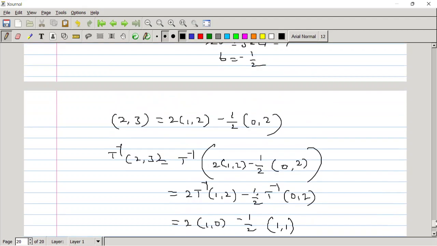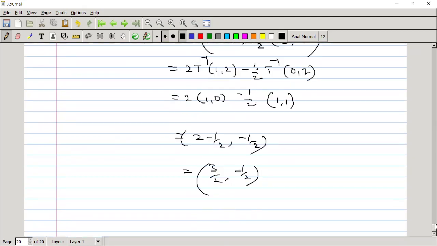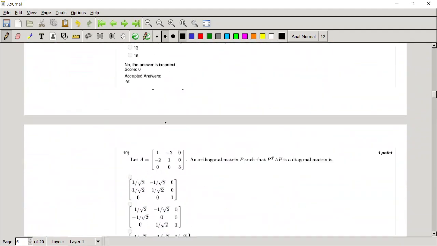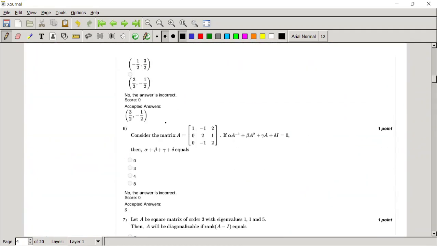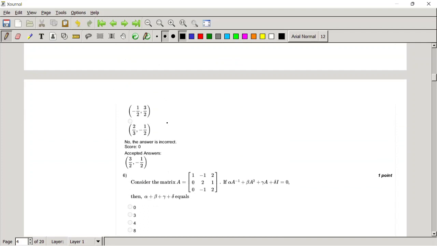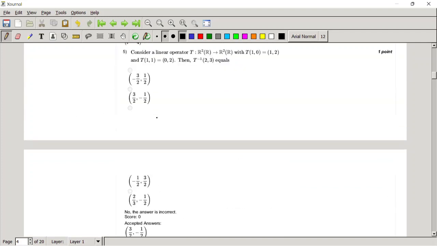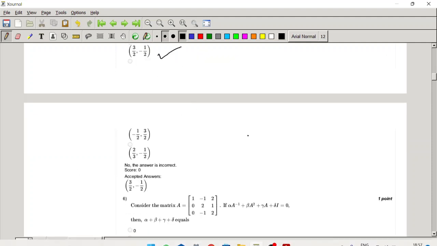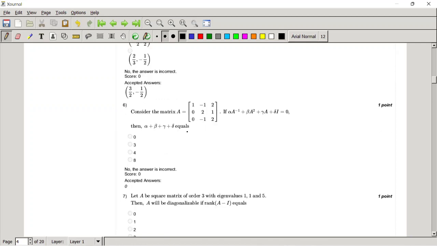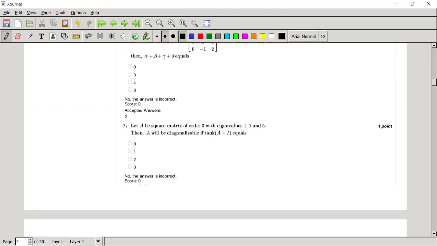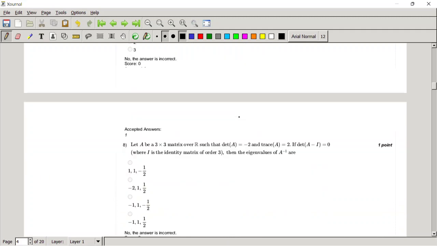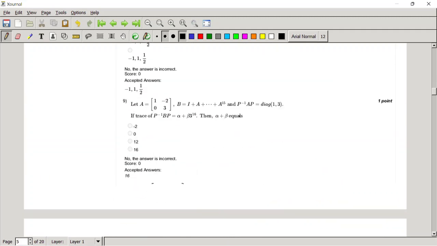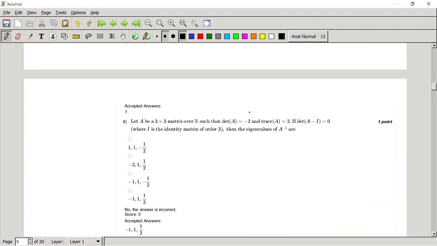So from this, I think option B is correct. In a similar manner you can solve the other problems also. These are nothing but just calculating the eigenvalues and characteristic polynomials. From those we can check the options.